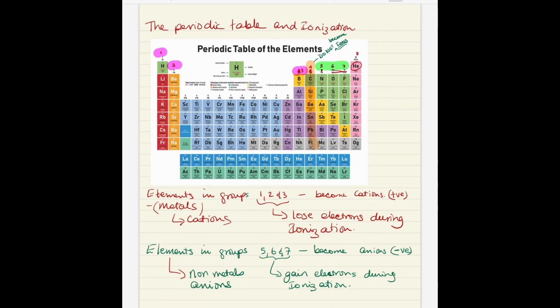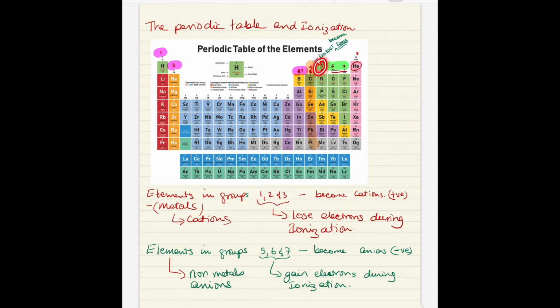The number of electrons that the atom gains or loses depends on which group the element is from. So take a close look at that as well. Elements in group 1 will lose 1 electron. Elements in group 2 will lose 2 electrons. Elements in group 3 will lose 3 electrons because they have 3 electrons on the outermost shell.